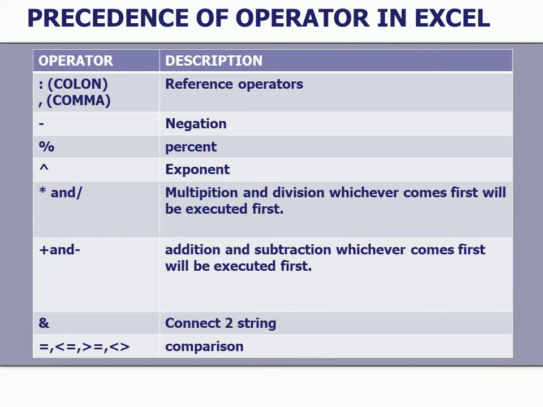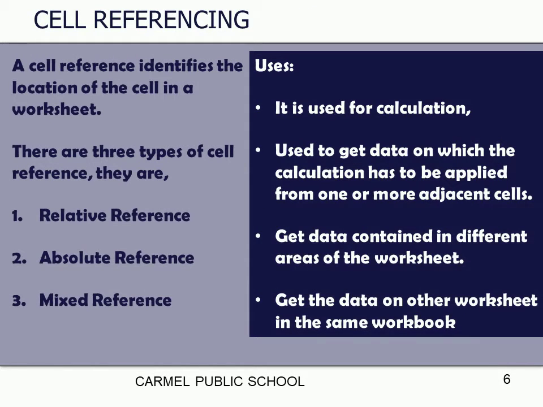Next we'll move on to the precedence of the operator, that is which operator we can give reference to solve the expression. Here is a table given. First colon, comma. Like that it will be there.